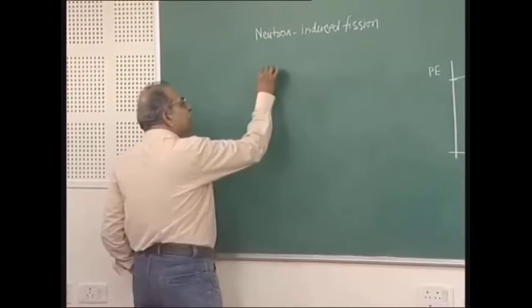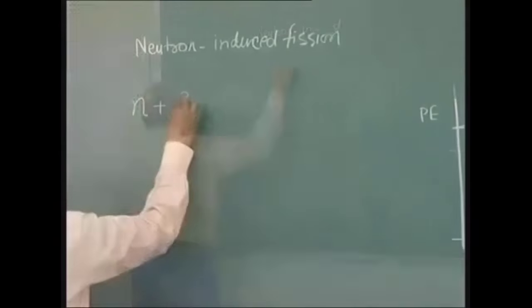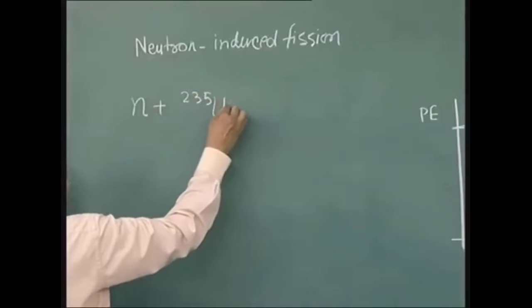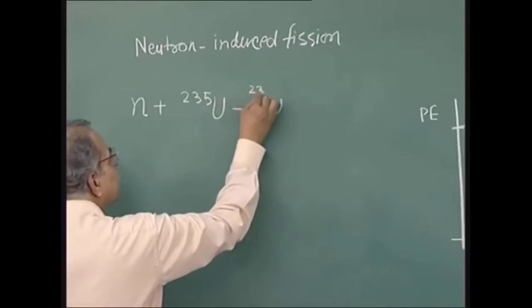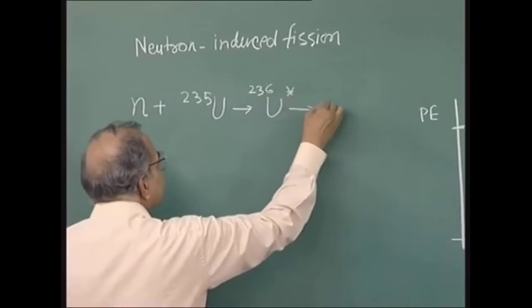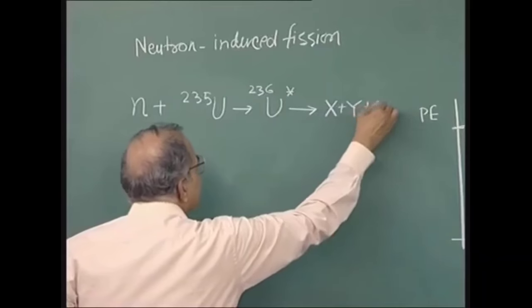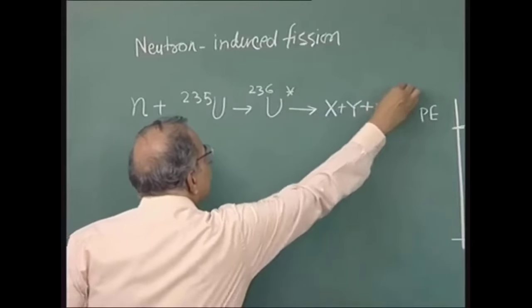And here, if I take the example of uranium, the neutron going into uranium 235 makes it uranium 236 in an excited state, and that decays into two fragments, X plus Y, and certain neutrons, 1 or 2 neutrons. So, let me write it, neutron.